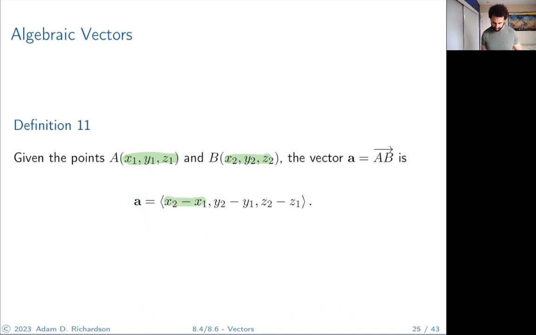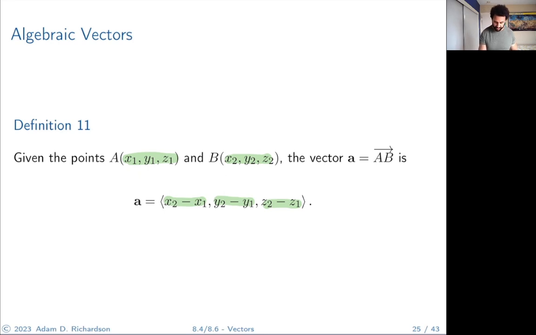So you do x2 minus x1, y2 minus y1, and z2 minus z1. Now, a couple of notes about this definition. The order is important because remember, vectors have an initial point and they have a terminal point. So this is the vector that leads you from the point A to the point B.